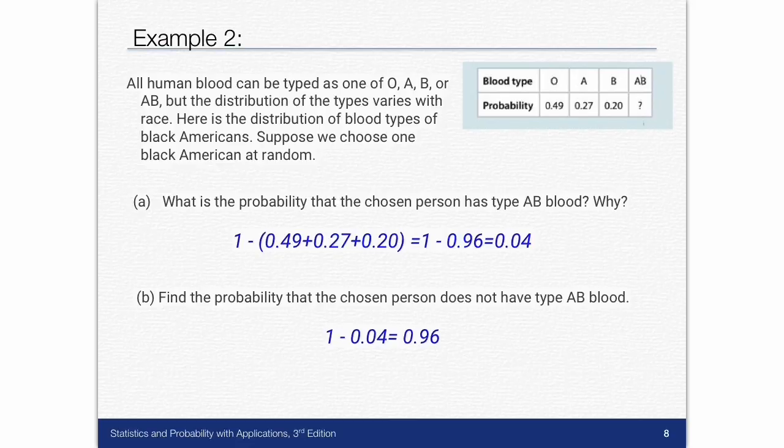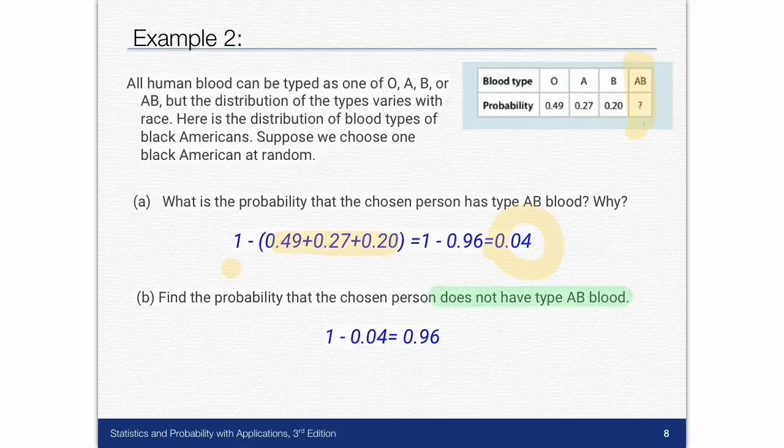Well, look at this table. It doesn't tell us what type AB is, right? So we have to apply one of those probability rules, and it says that all the probabilities of the sample space have to add up to 1. So in order to find the missing piece, I'm going to take 1, and I'm going to subtract the sum of the ones that I do know. I added up 0.49, 0.27, 0.20. Add them up, subtract it from 1, and I find that the probability that's missing in the table is 0.04 for AB, 0.04. All right, and that is why it's what it is, because they all have to add up to 1. Find the probability that the chosen person does not have type AB blood.